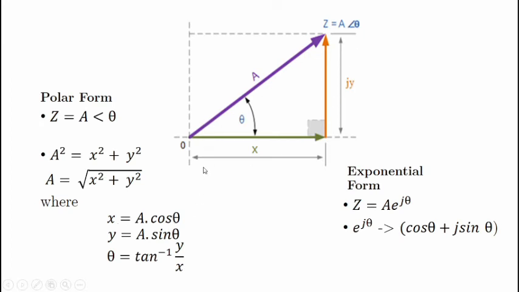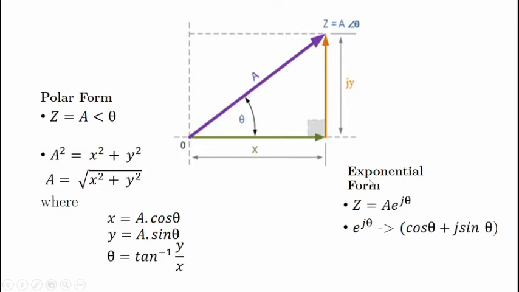So from the figure, you have the vector A resolved into two components, the x component and the y component. X is equal to A cos theta, y is equal to A sin theta, and also theta is equal to tan inverse y by x. Now to find the magnitude of A, since A is the hypotenuse, A is equal to root of x square plus y square.